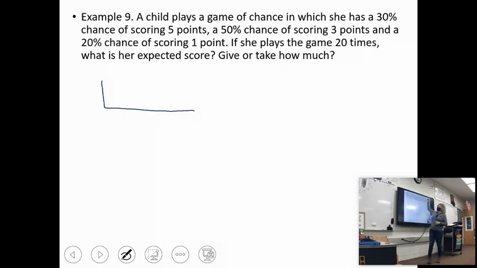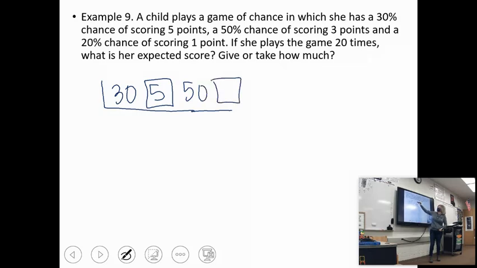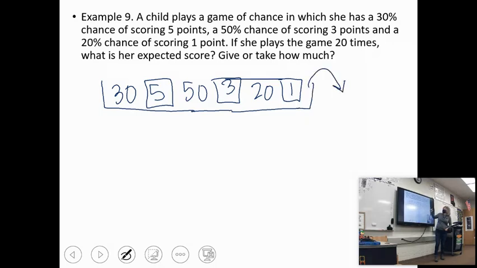Okay, so if there's a 30% chance of scoring 5 points, I'm going to do 30 tickets with a 5 on them. And then a 50% chance of scoring 3 points, and 20% chance of scoring 1 point. And then she's playing this 20 times.